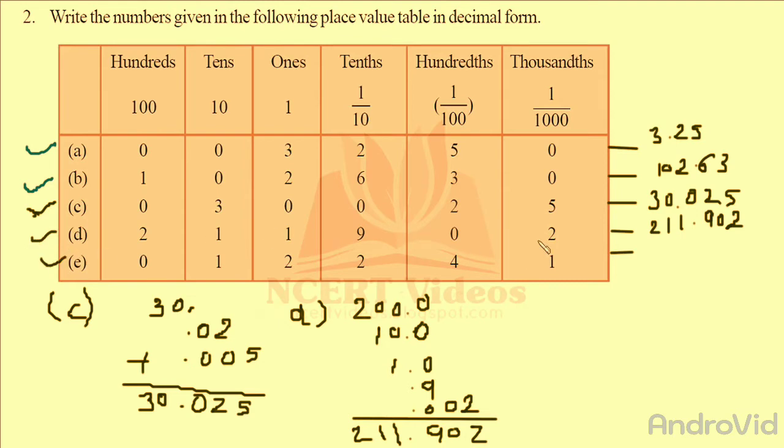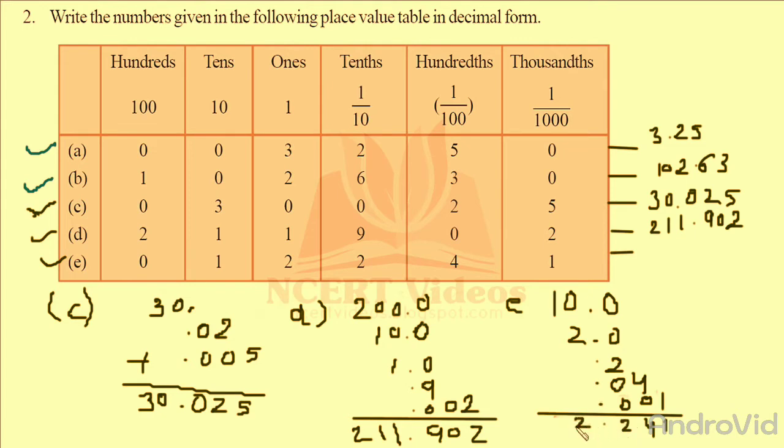Then the E part, the final part, tens, 10.0 for ones, 2, tenths is 0.2, hundredths would be 0.04, and thousandths would be 0.001. Adding them up, adding is the easiest part. It gives you 12.241.